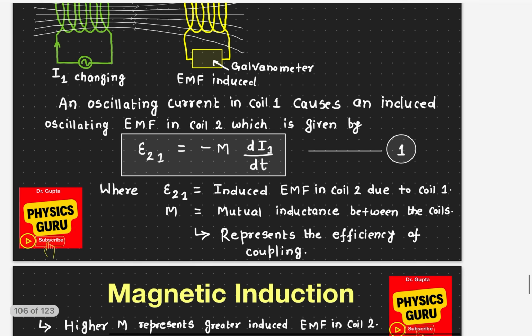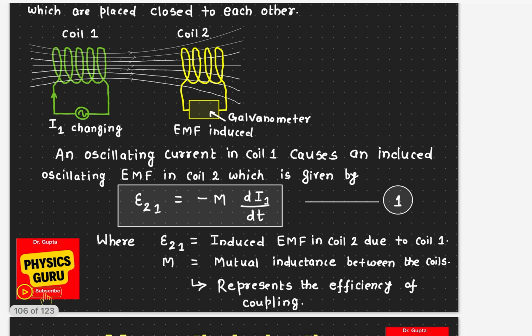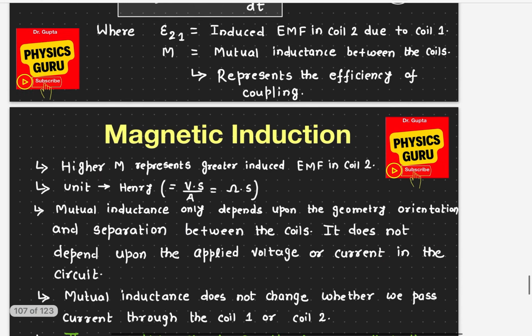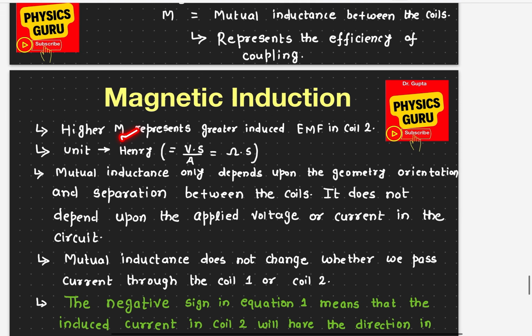And it also represents the efficiency of the coupling. For example, if these two coils are close to each other, then the flux linkage into the second coil will be more, or there is more magnetic flux passing through it, so the mutual inductance will be greater. So the higher the M, the mutual inductance, the greater the induced EMF in coil 2.